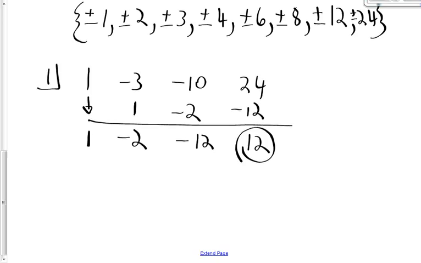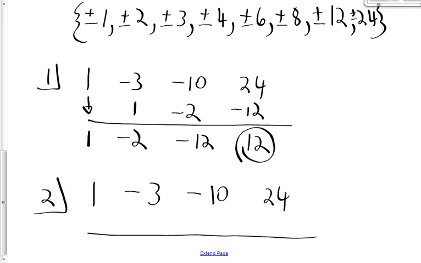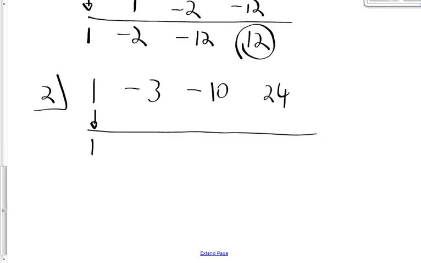So we try the next one. We could try positive and negative 1, but I'm going to go ahead and try positive 2. So let's try 2. The coefficients were 1, negative 3, negative 10, and 24. So I bring down the 1. 2 times 1 is 2. Negative 3 plus 2 is negative 1. 2 times negative 1 is negative 2. Negative 10 and negative 2 gives me negative 12, and 2 times negative 12 is negative 24.